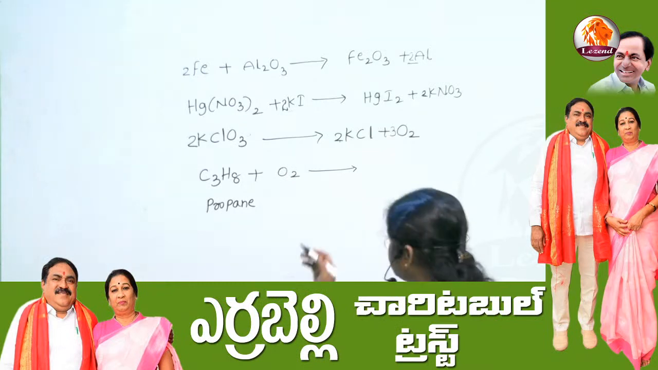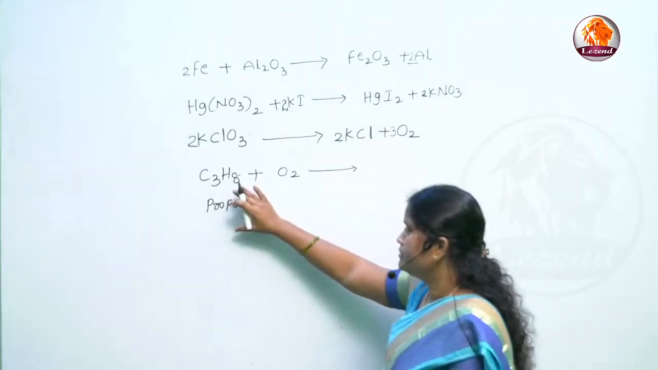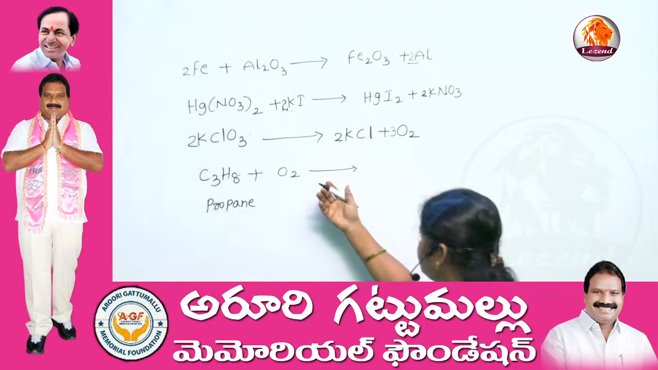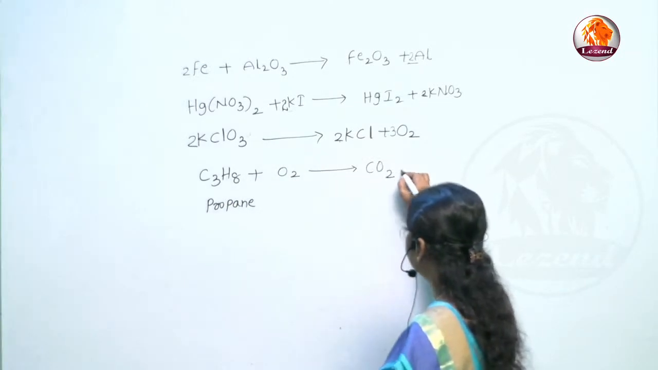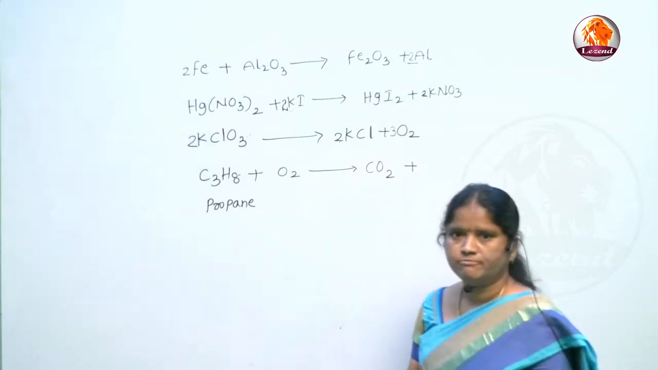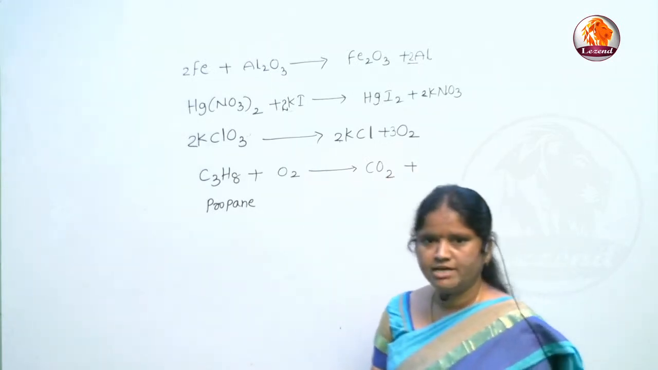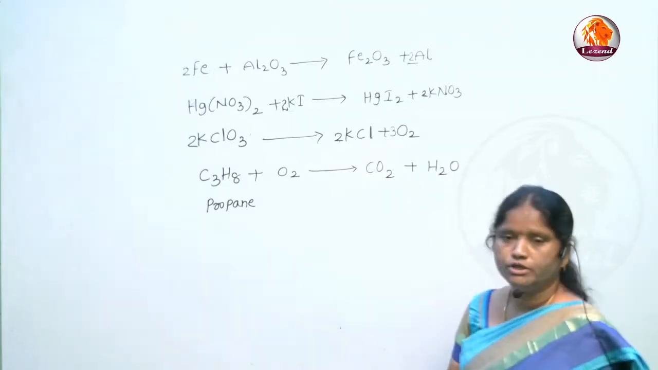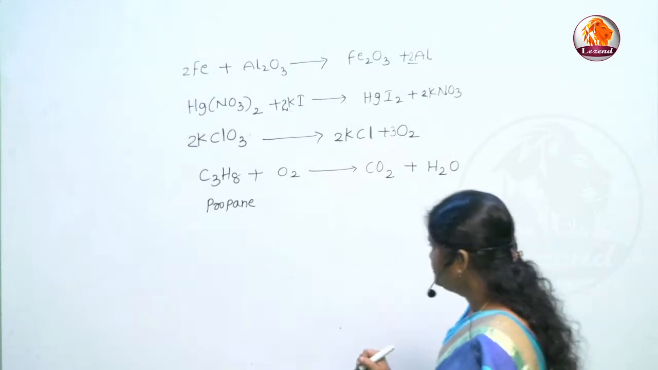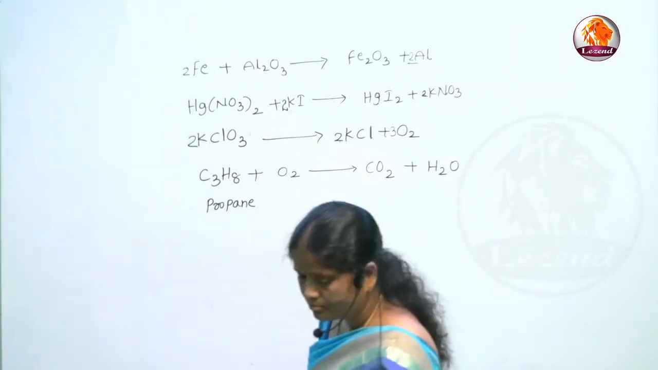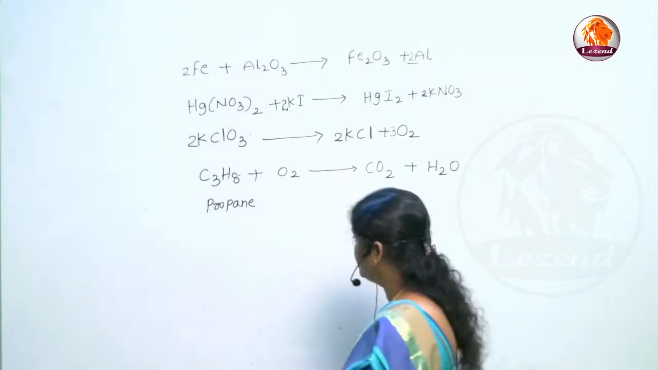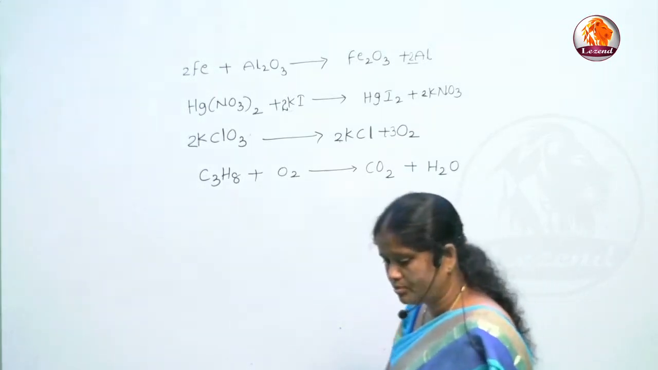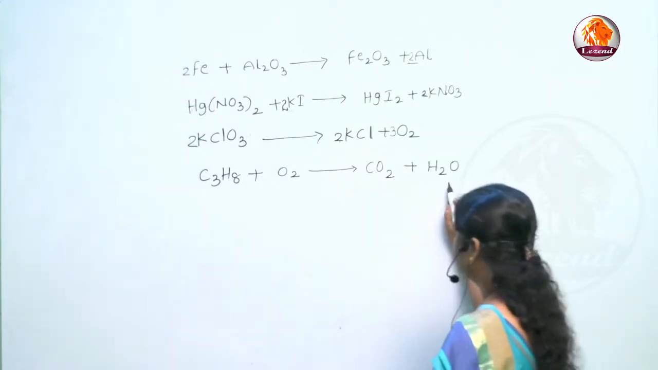When carbon compounds undergo an oxidation reaction or burn in the presence of oxygen, which gas do they release? Carbon dioxide gas. When they combust, they release carbon dioxide gas and also liberate water molecules. So this is the oxidation reaction of propane. C3H8 is the formula of propane. It burns in the presence of oxygen O2 and produces carbon dioxide plus water.